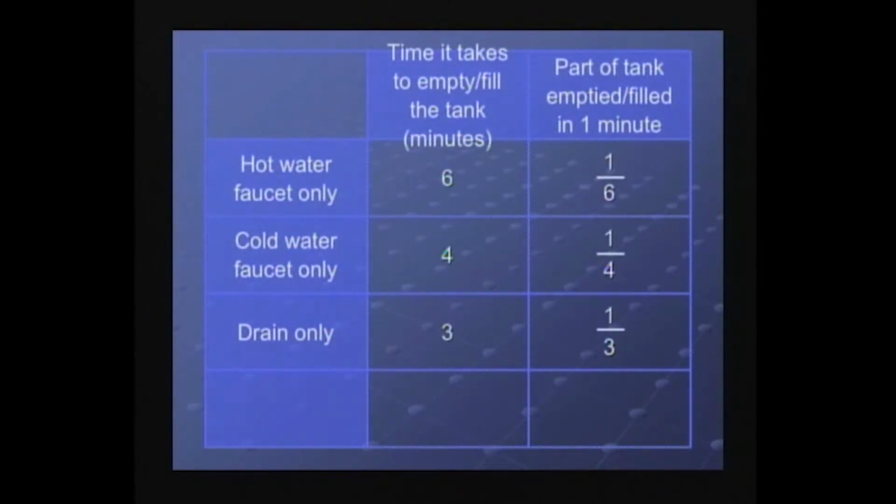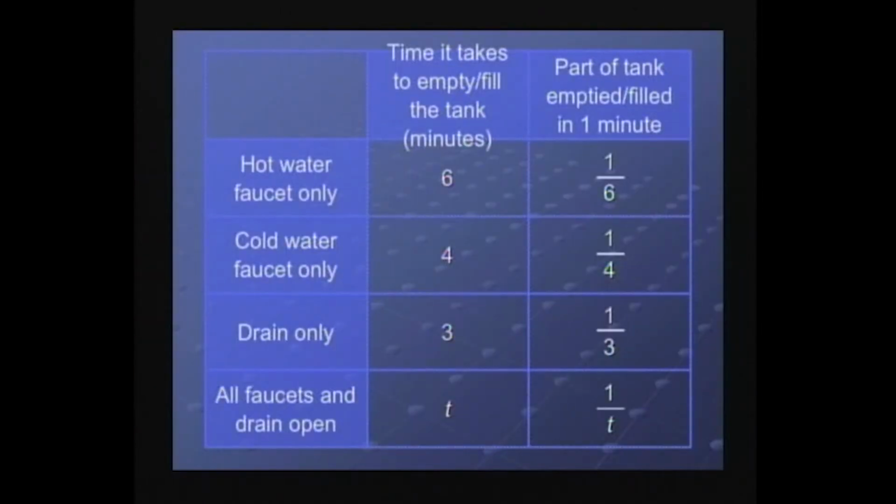Let's add another row for when the faucets and drain are open. Since we don't know how many minutes it'll take to fill or empty the tank, I'll let that be T. So in 1 minute, 1/T of the tank will be filled. Now what? Now we find the equation that relates all these.